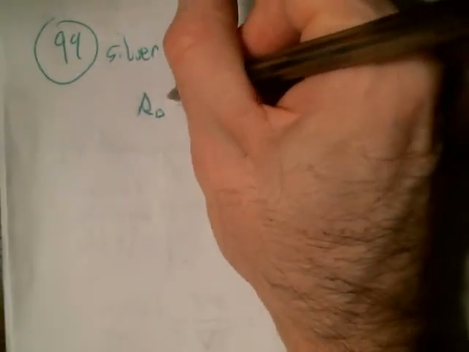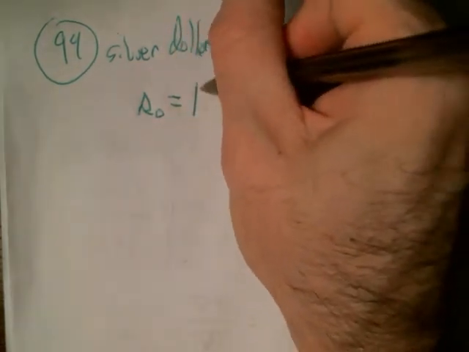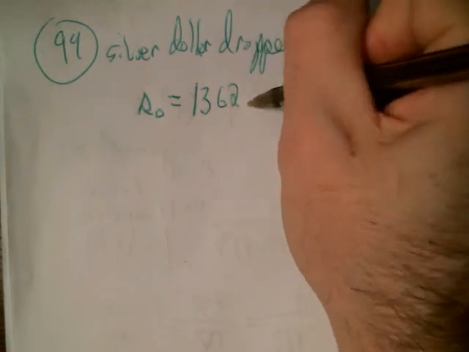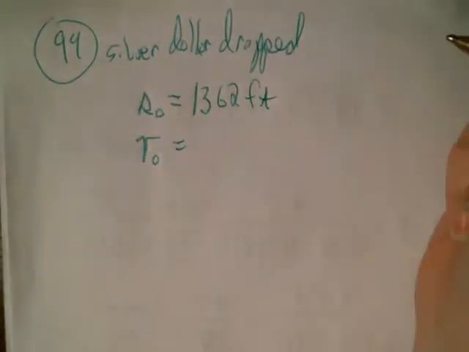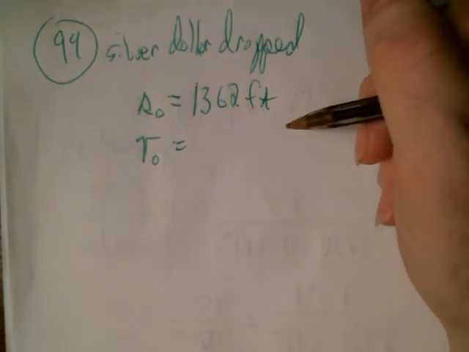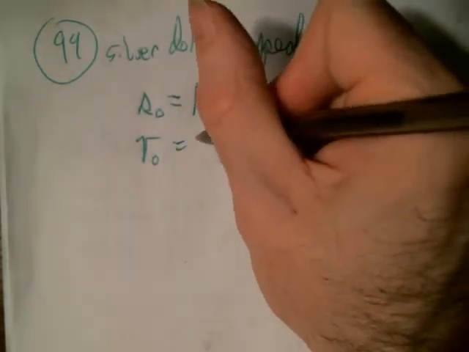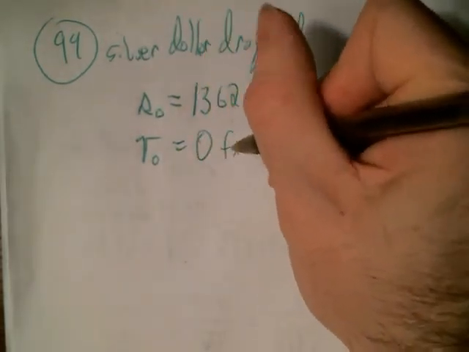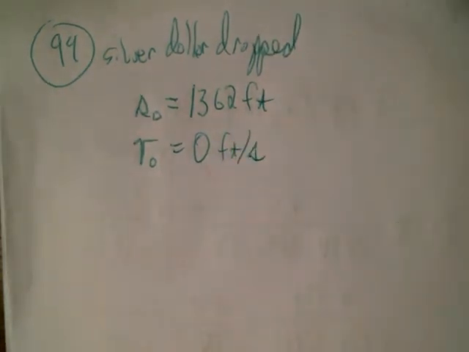So I have a silver dollar. We can model the scenario with that position function that I just showed you. S sub 0, the top of the building, is at 1,362 feet. And if you're dropping a silver dollar off a building and you just hang it out there, the initial velocity must be 0 feet per second. So you're just holding it and then you let go.